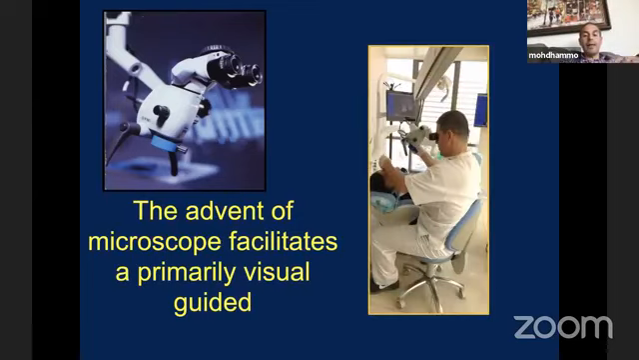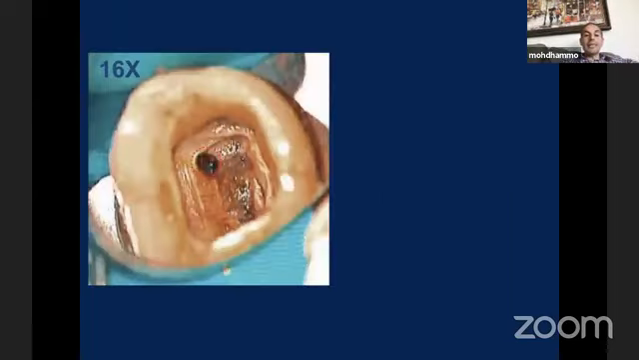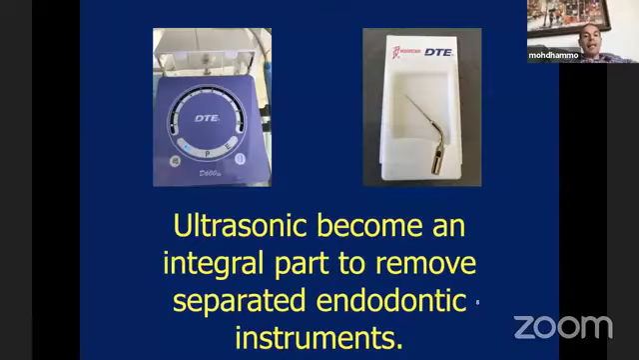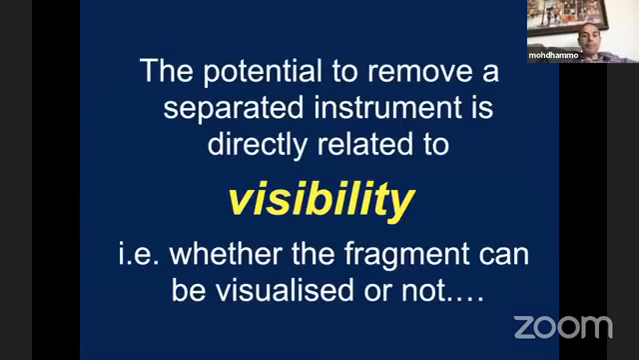So with the microscope, we can see where the broken instrument is. And in microsonics, we need an ultrasonic tip, which becomes an integral part of removing a separated instrument. So when you decide to remove a broken instrument, you need two things. You need to see it with the magnification device. You need to move it with the ultrasonic tip.